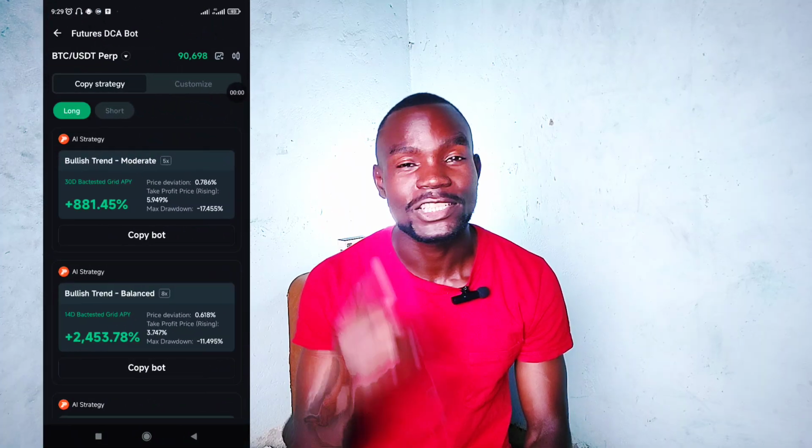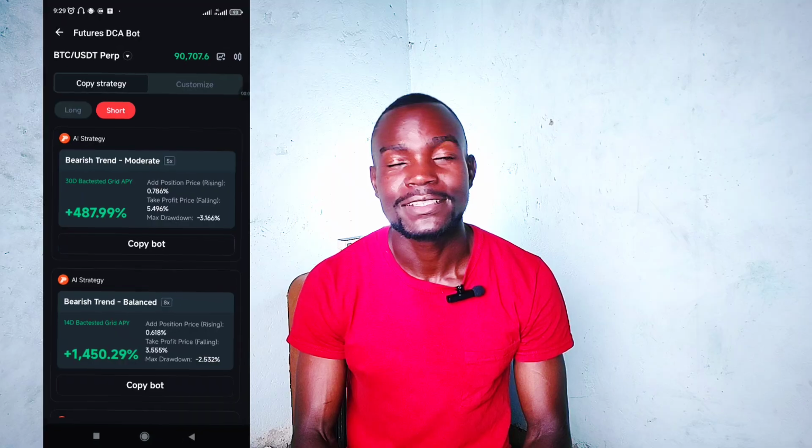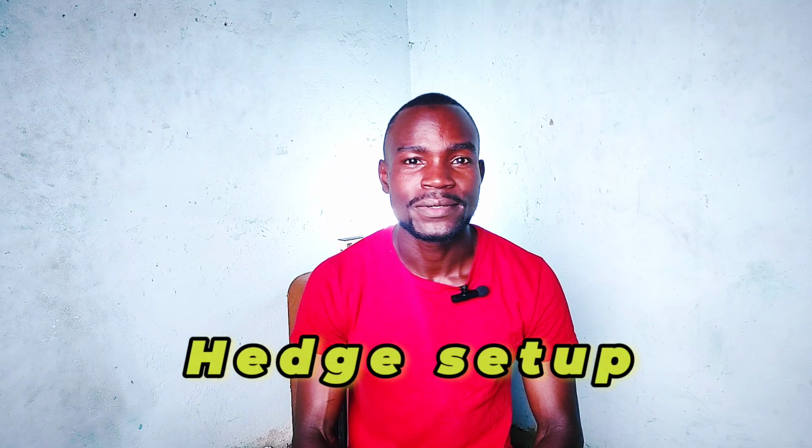Here is a pro level trick. Run two DCA bots, one short and one long on the same coin. This is called a hedge setup. When the market dumps, your short bot earns, and when the market recovers, your long bot catches the upside. You can adjust the grid size and DCA frequency based on volatility, almost like having your own algorithm running 24/7.